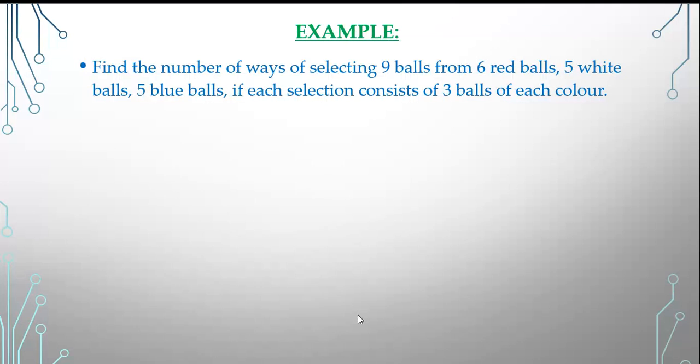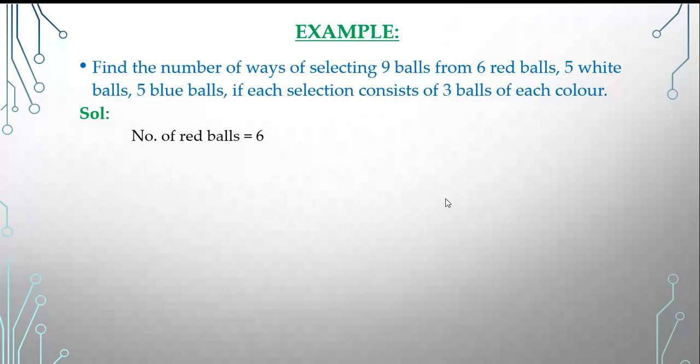Now take the next example. Find the number of ways of selecting 9 balls from 6 red balls, 5 white balls and 5 blue balls, if each selection consists of 3 balls of each color. In total, how many balls do we need to choose here? 9 balls. And how many colors of balls do we have? We have 3 colors: red, white and blue. It says 3 balls of each color, meaning in our 9 balls we have 3 red, 3 white and 3 blue, right?